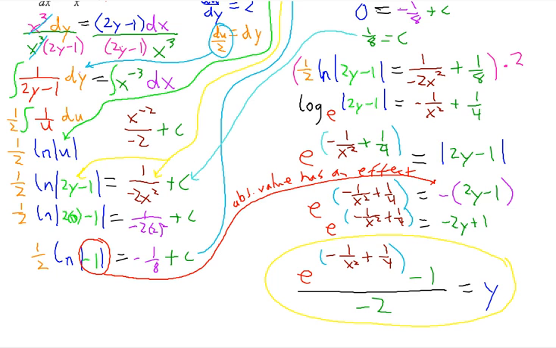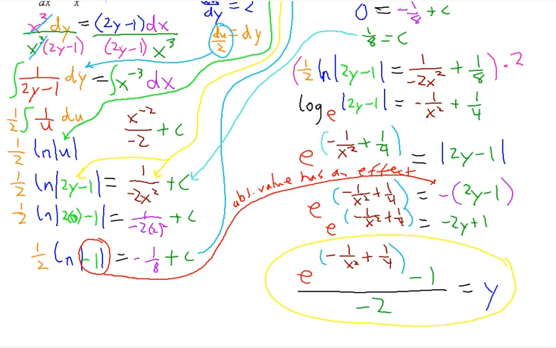Now, if the absolute value did not have an effect, let's say it didn't change a negative number to a positive number here, it was already something positive, then you would just basically drop off the absolute value signs as if it didn't do anything. So it'd just be 2y minus 1. So those are two possible things that can happen with those absolute values.